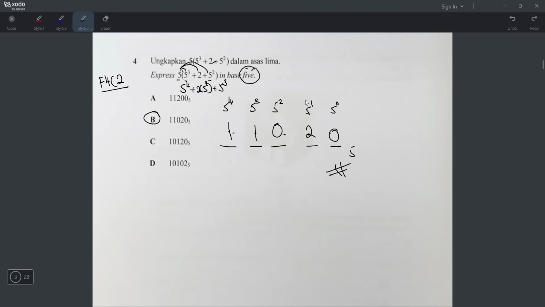Oh, just one more thing. Imagine if I want to change this back to base 10. For example, I want to change this back to base 10. What's going to happen? You will get back this, right? Yeah, surely you'll get back this.